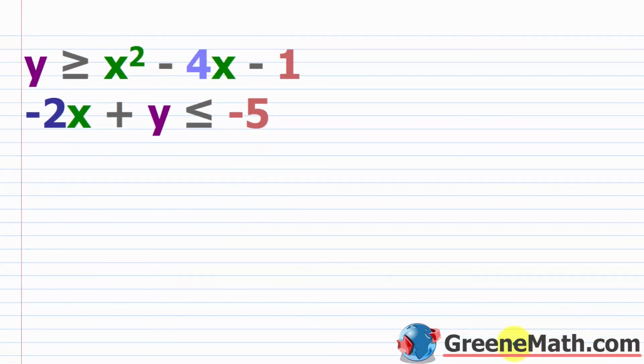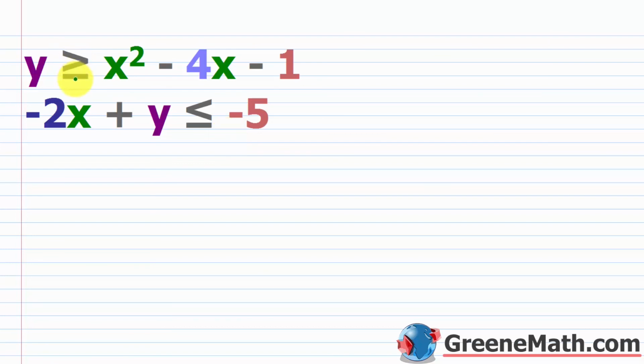Let's look at an example where we have a non-linear system. This is where you have at least one non-linear inequality. So we're going to have to work with a parabola, and then we're also going to have a line, but you can have many types of shapes. You can have a hyperbola, an ellipse, a parabola. You can have all kinds of different shapes, all the things we've worked with so far.